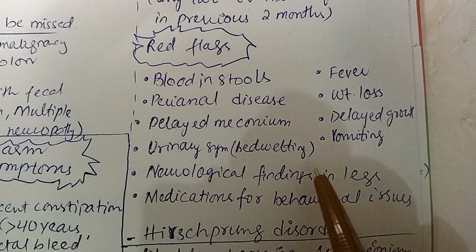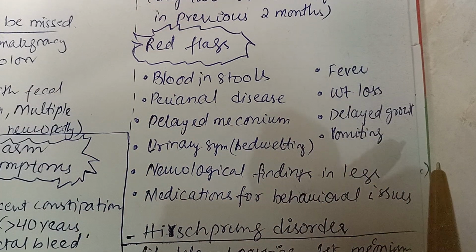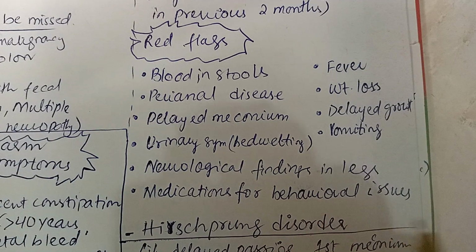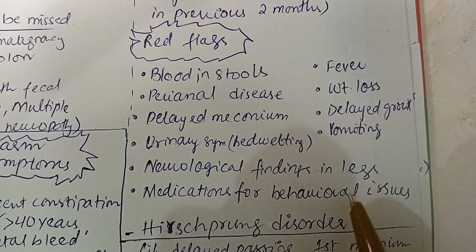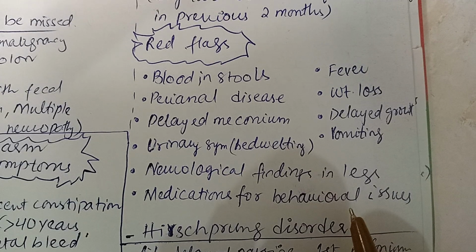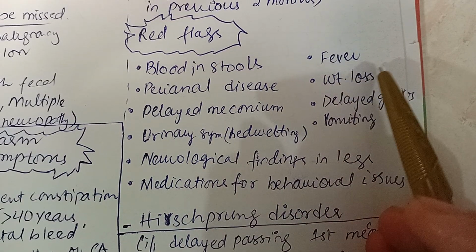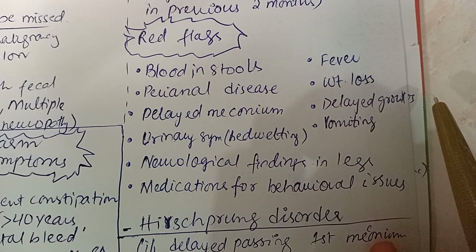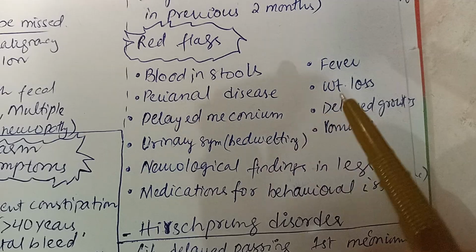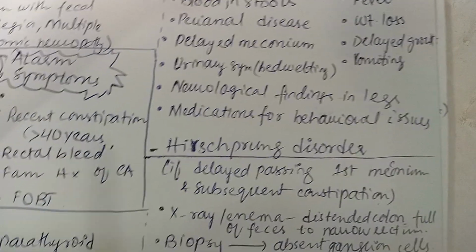Then we have urinary symptoms like a bedwetting history, neurological findings in legs, and medications for behavioral issues. If a child has behavioral issues and is using certain psychological medicines to correct his behavior, these can cause constipation in children. There is also fever, weight loss, delayed growth, and vomiting. These are the red flags which are important in children to look for.